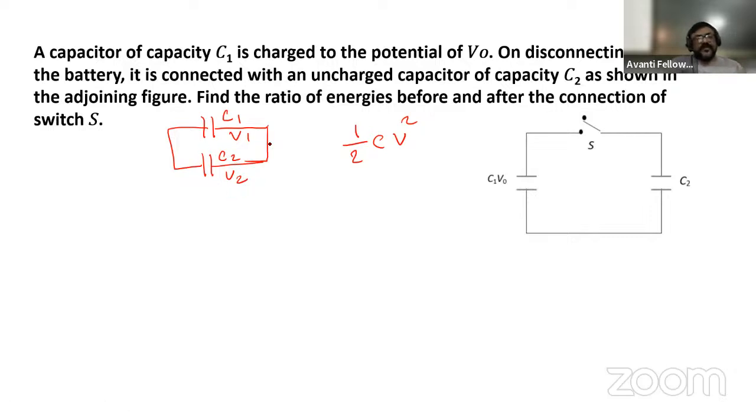When we connect these two together, there will be a common potential developed across these two. And that common potential is given by C1 V1 plus C2 V2, you just note down this equation, divided by C1 plus C2. This is the expression for the common potential when two capacitors of capacitances C1 and C2 charged to potentials V1 and V2 are connected together in this way. So common potential will be C1 V1 plus C2 V2 divided by C1 plus C2.